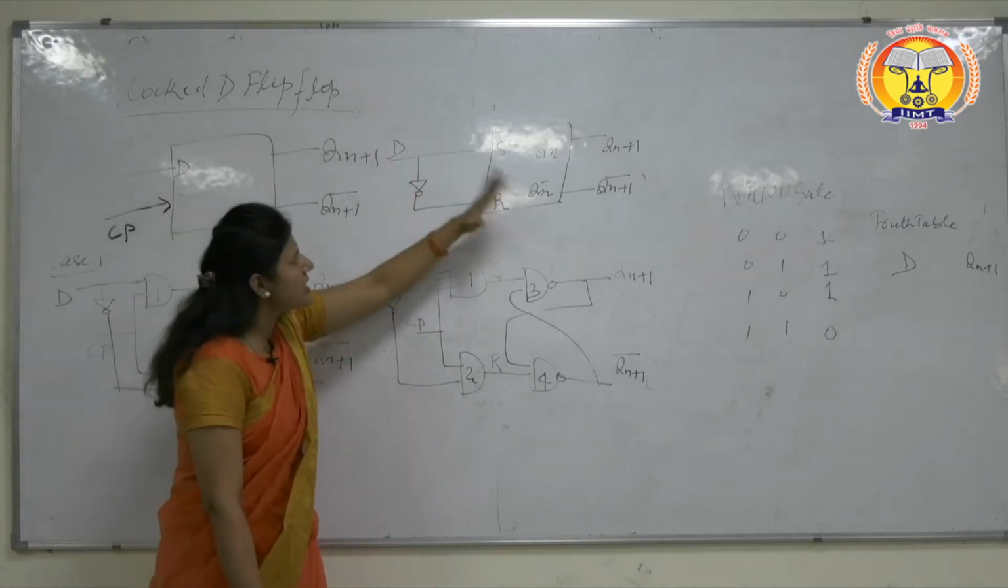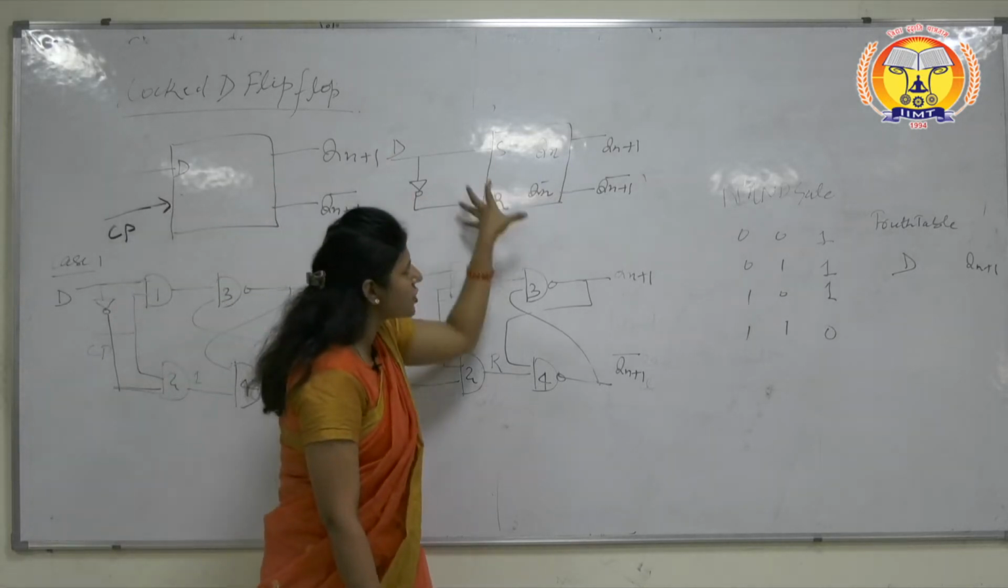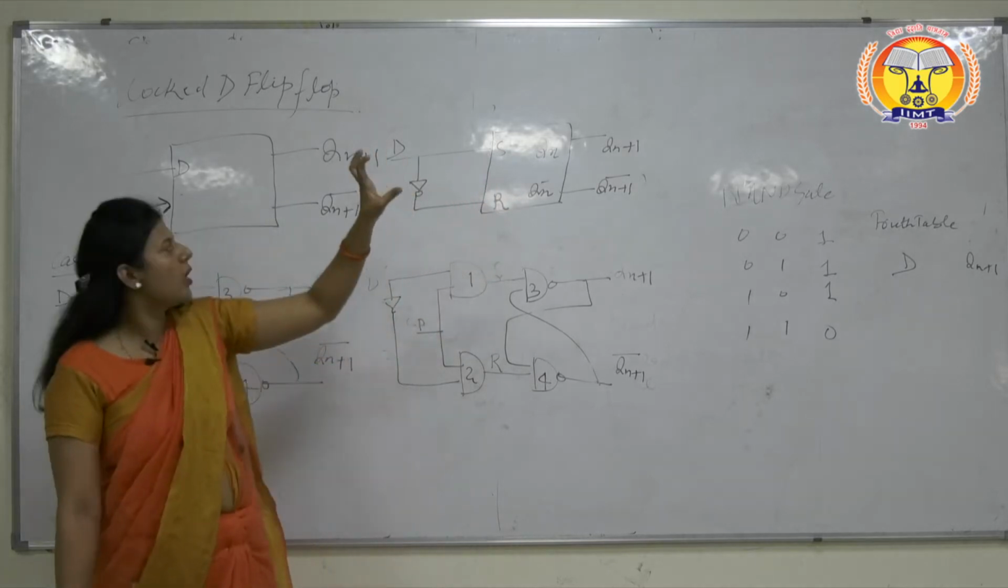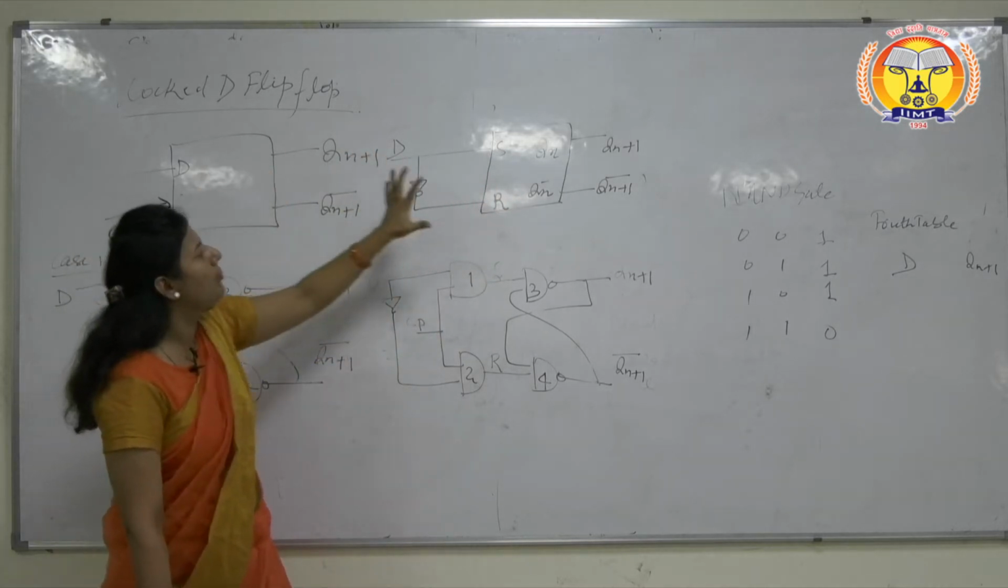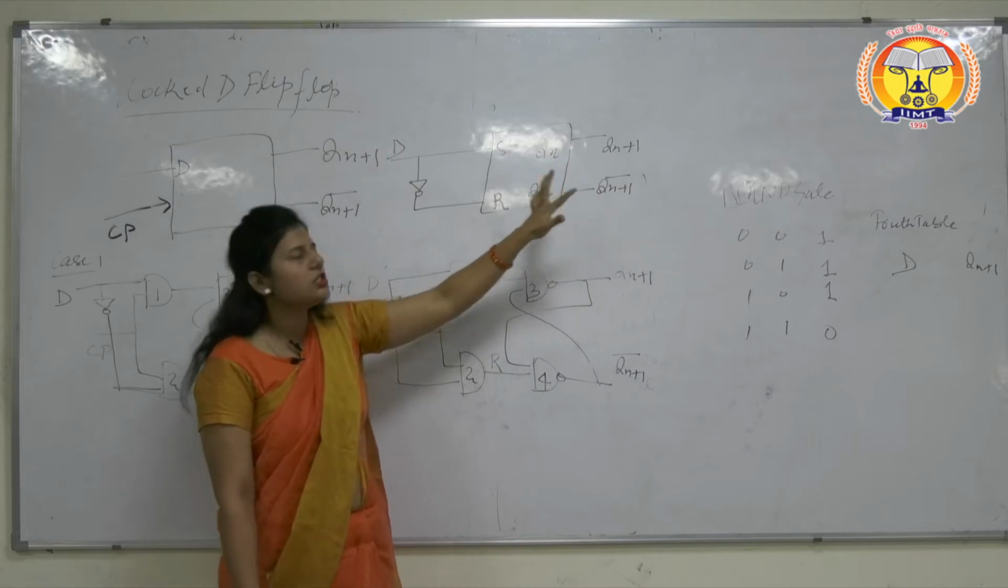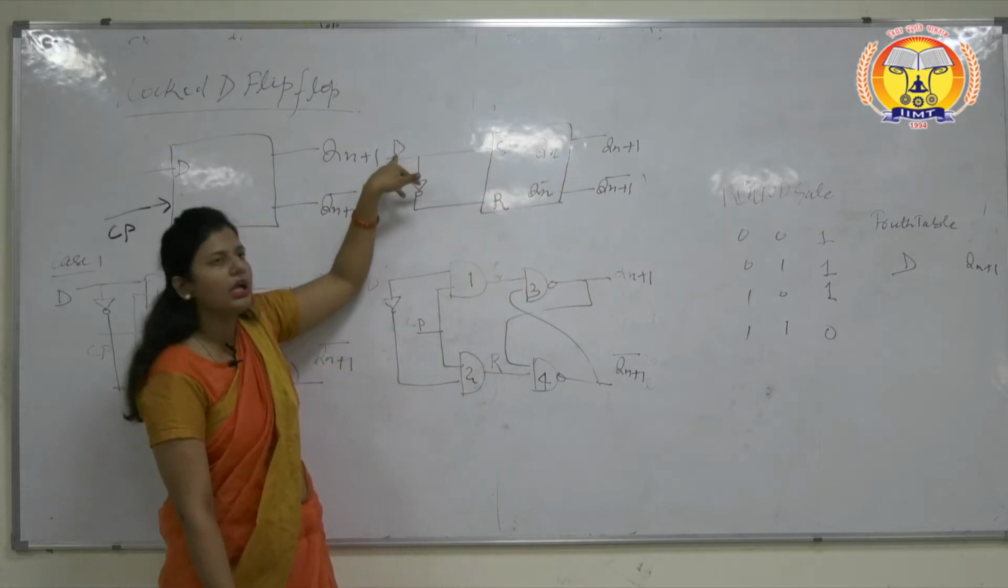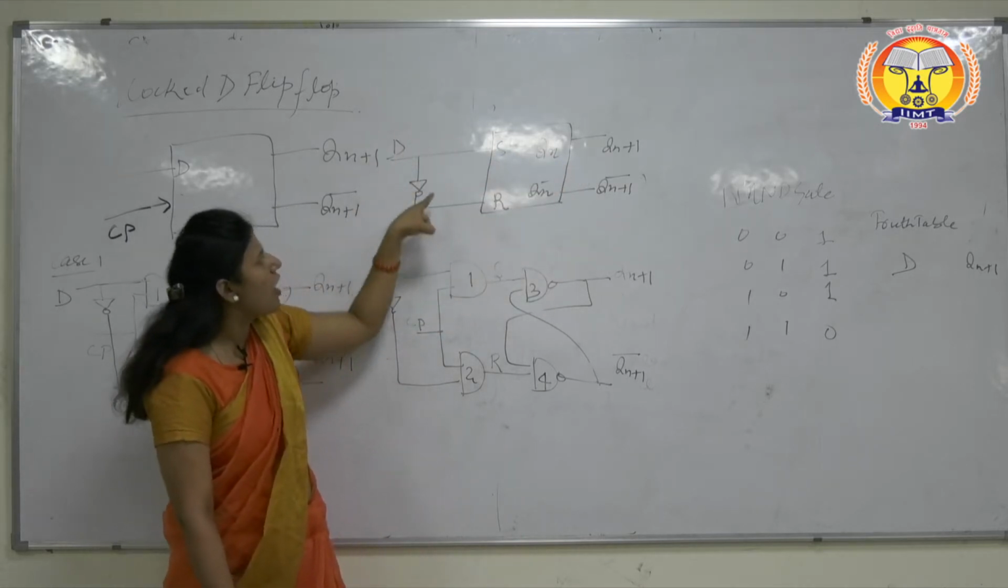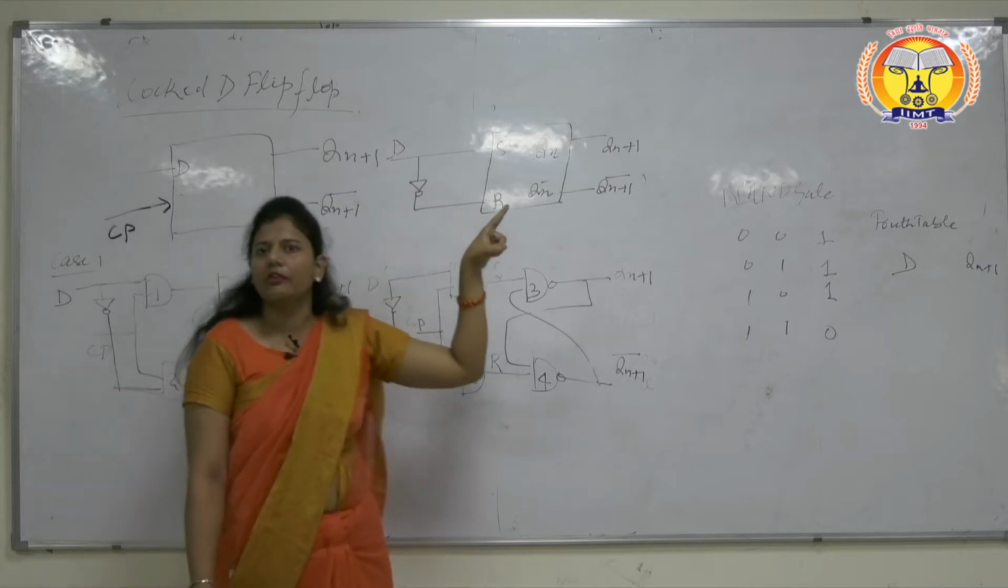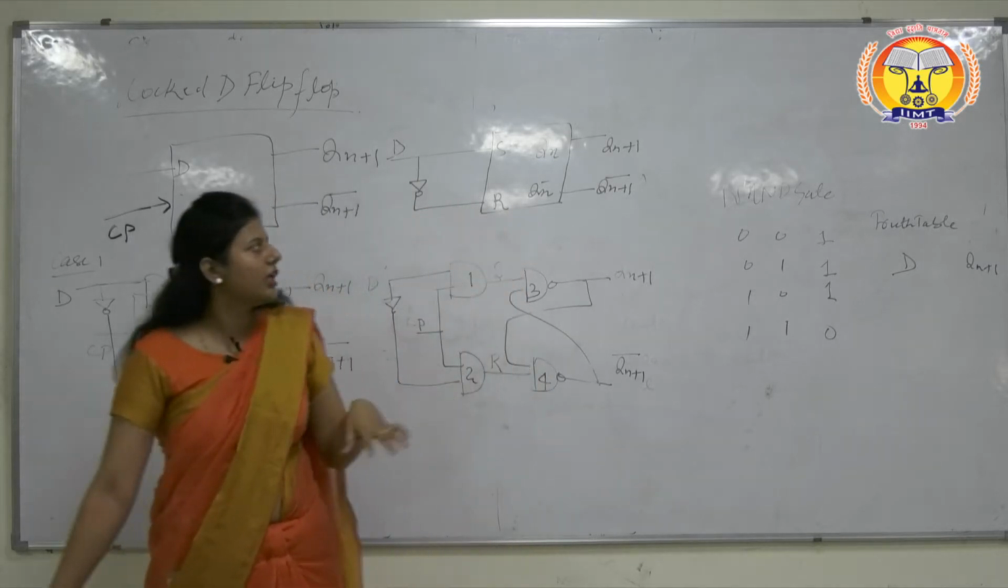Second, this is the basic block diagram or basic construction of the D flip-flop, meaning D flip-flop will be fabricated with the help of the SR flip-flop. If for the S input we use D, and for the R input we use the complement of D, then we convert the SR flip-flop into the D flip-flop.